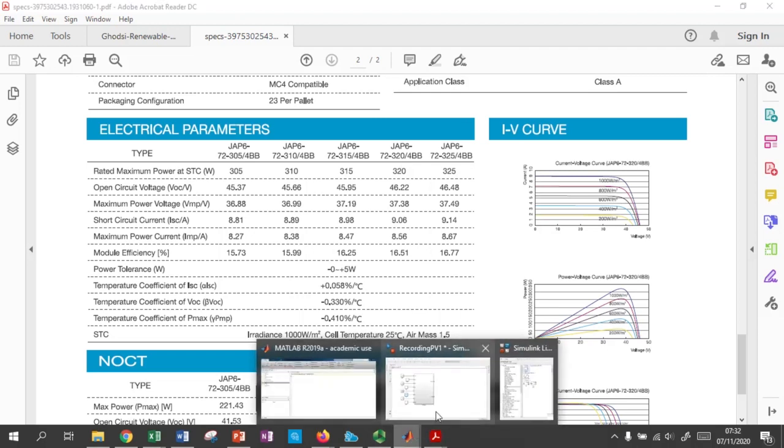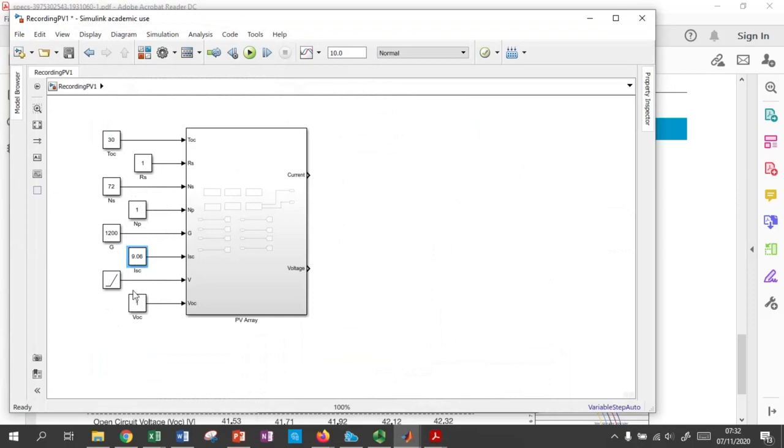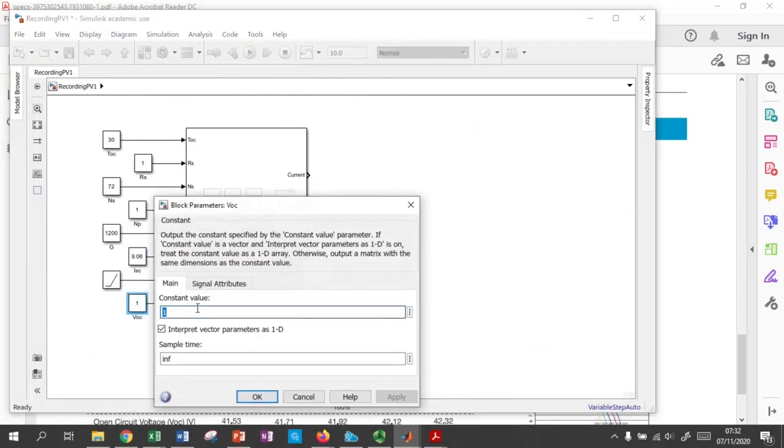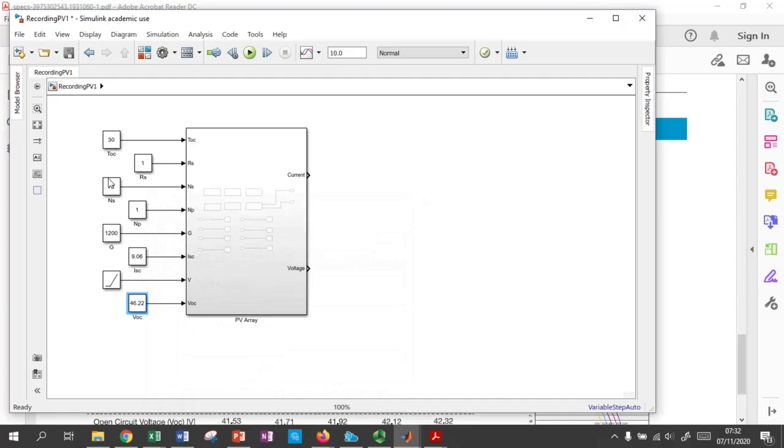Then we will go to the VOC, which is equal to 46.22. Okay, what else will remain? This is TOC, this is RS. RS, it doesn't mention. Let me find NS is fine, NP1, then G is 1200, ISC is 906, and this is 46.22, except RS.